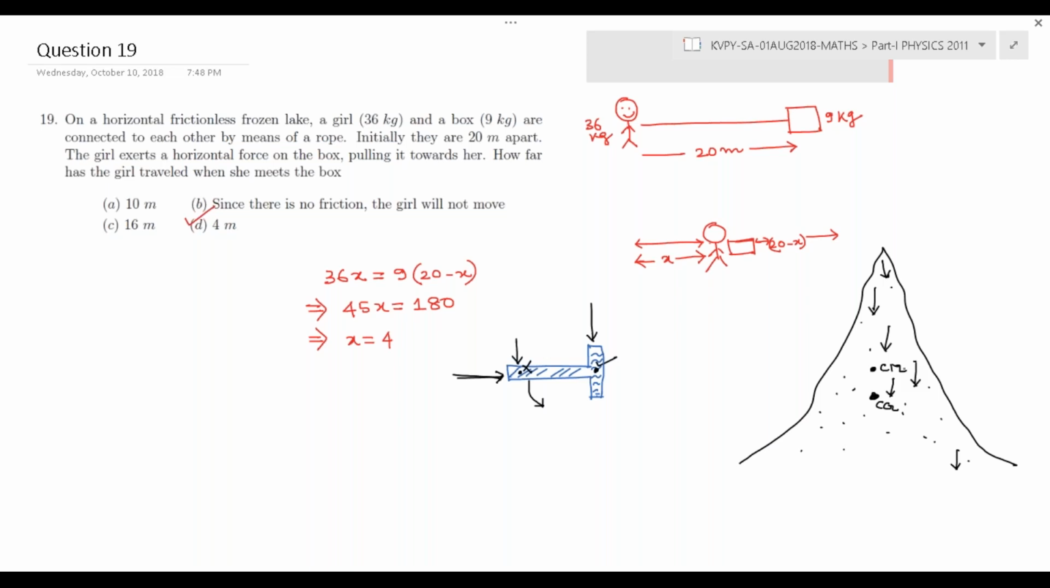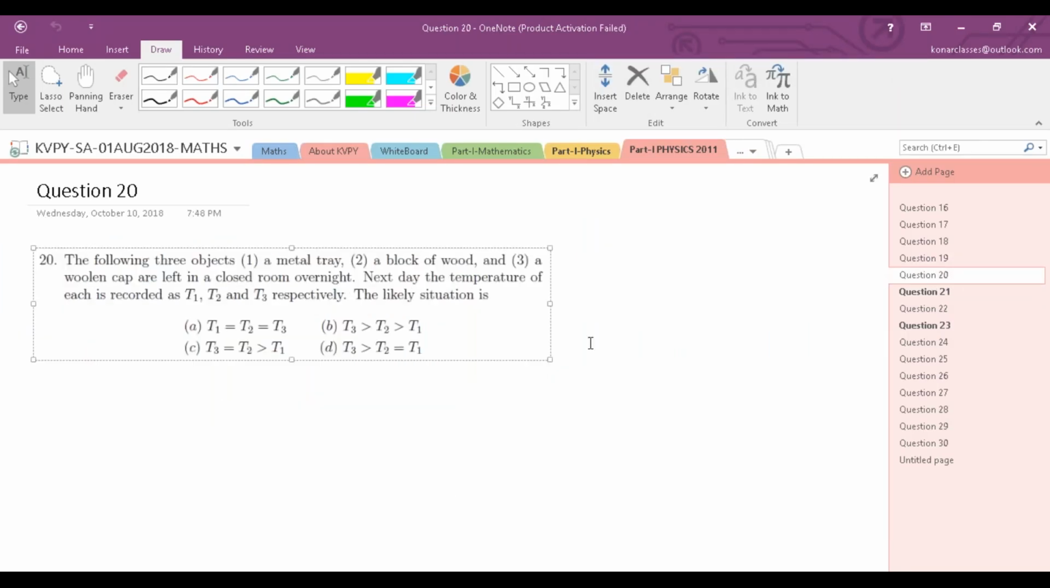And the center of gravity can also change over a period of time, as the height of Mount Everest is also changing. So anyway, these are the fundamental differences between center of mass and center of gravity. Anyway, let's proceed to the next question. And the next question is question 20.